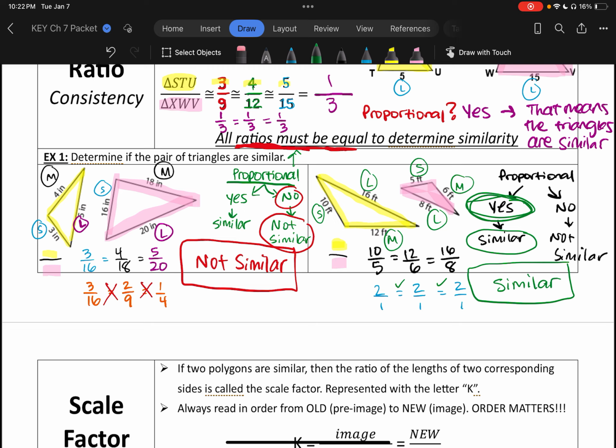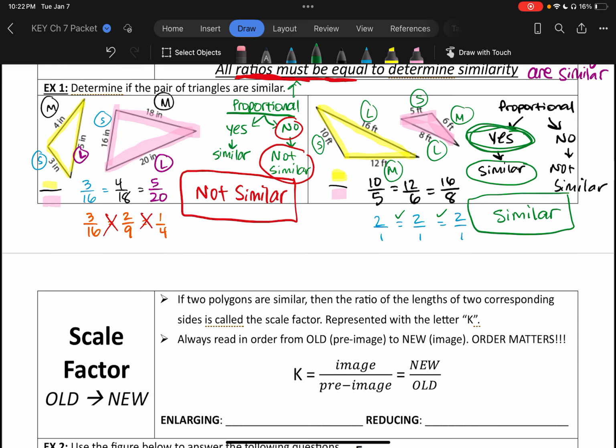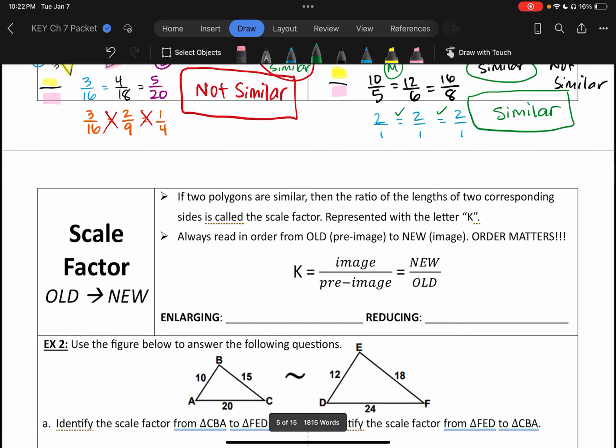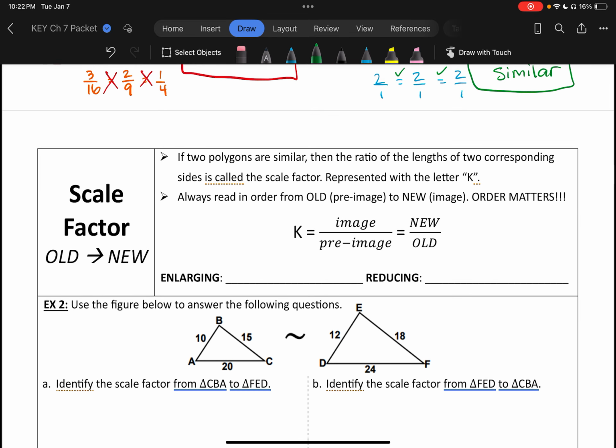Okay, so hopefully that gives you a better idea of how to determine whether two triangles are similar or not. You're checking to see, are those corresponding sides proportional? Next, we're going to talk about something known as the scale factor. Whenever you have two polygons that are similar, the ratio of the lengths of two corresponding sides is called the scale factor, represented with the letter K.